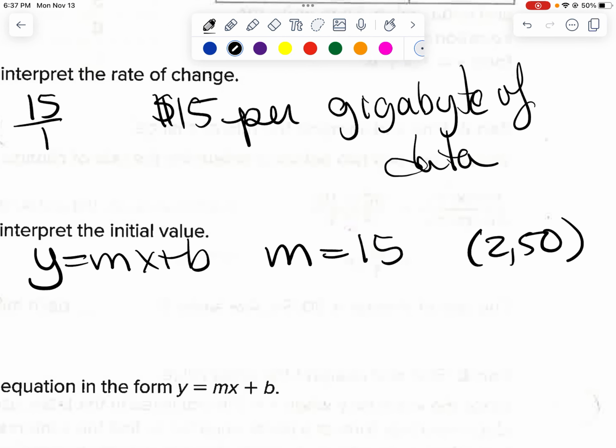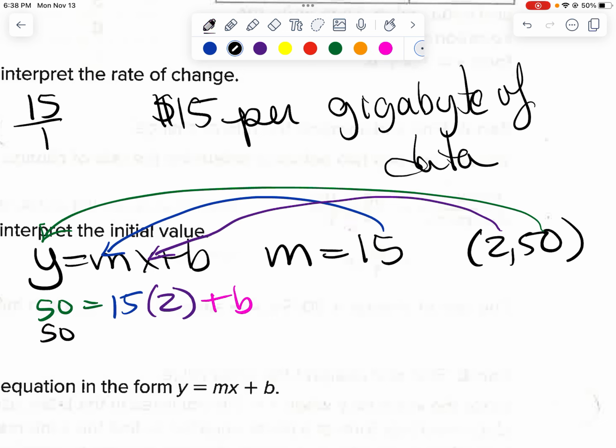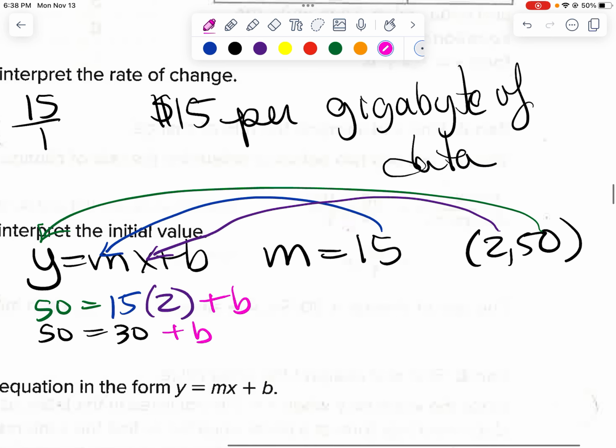I am going to replace my y with 50, my m with 15, and my x with 2, and we're going to find b. So 50 equals 30 plus b. Subtract the 30 from both sides, and I find that b is equal to 20.